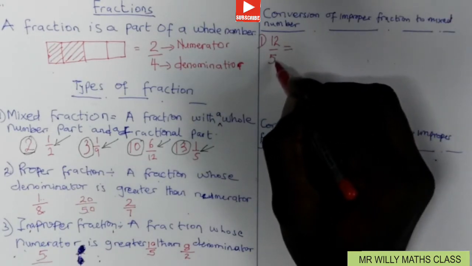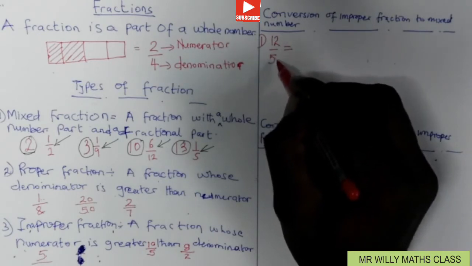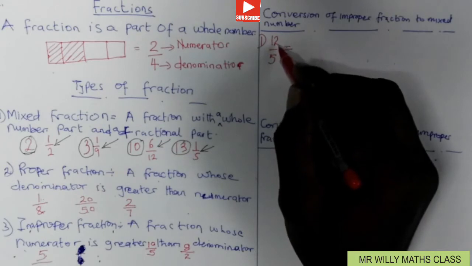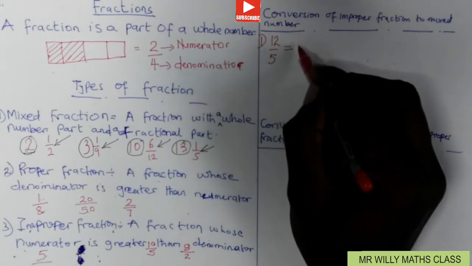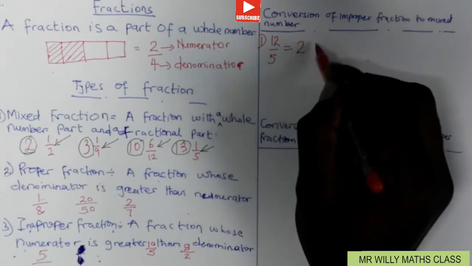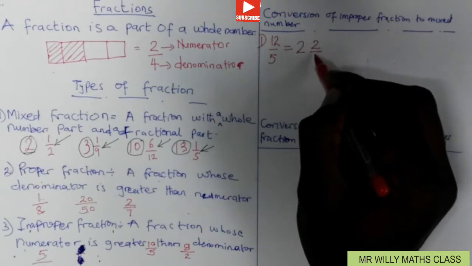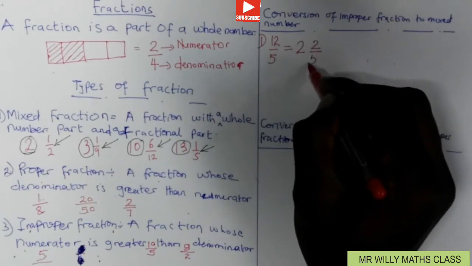So what you have to do is use the denominator to divide the numerator. That is 5. How many 5s can you see in 12? Or 12 divided by 5? How many 5s can you see in 12? That will be 2. The remainder, you write your remainder as your numerator. Then the denominator will still be the number that you used to divide, which is 5.